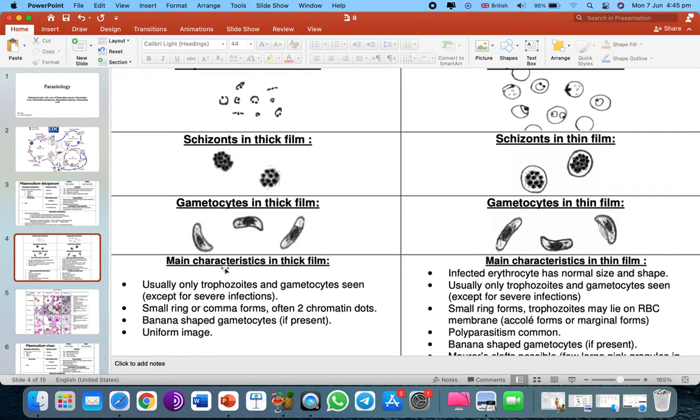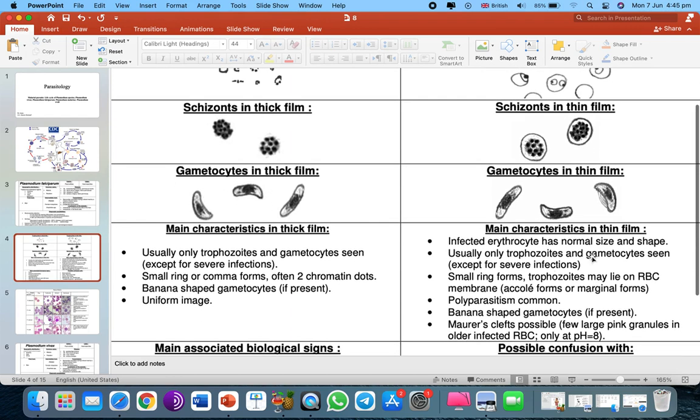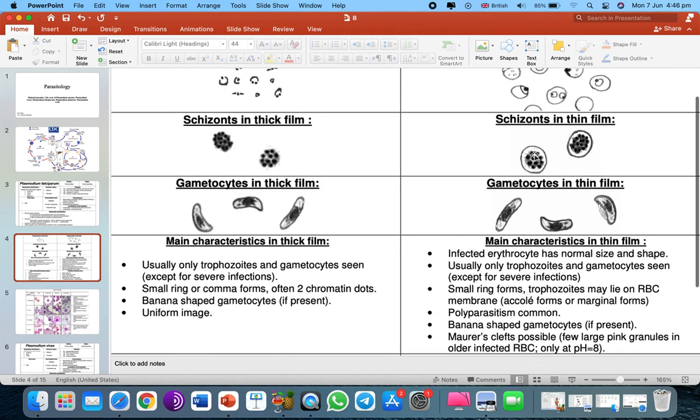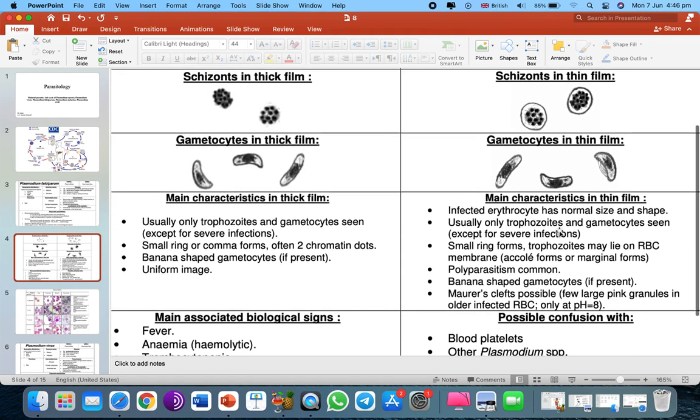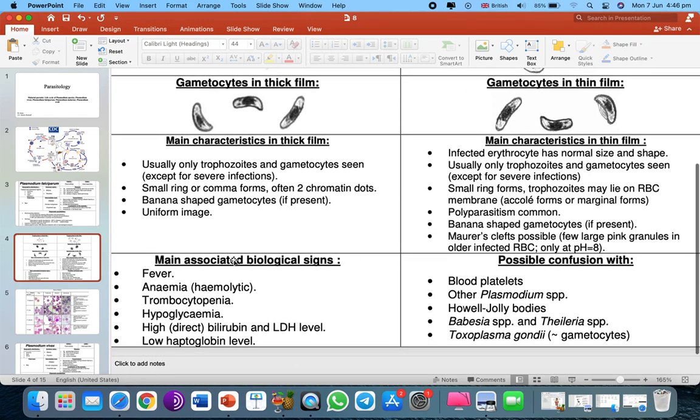So the main characteristics of the thin film: usually only trophozoites and gametocytes are seen. Schizonts or chromophores, often two chromatin dots. As you can see here, it looks like dots, but it's not that clear. And you will see the banana-shaped gametocyte is present. But here in the thin film, you can see clearly the infected RBCs, the schizonts, and the gametocytes. This is the main association of biological signs about the infection.